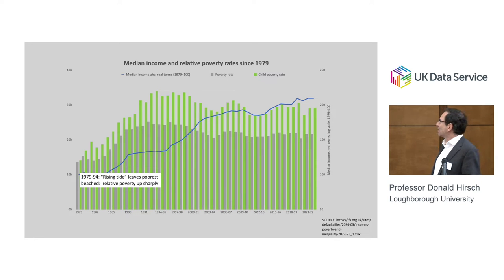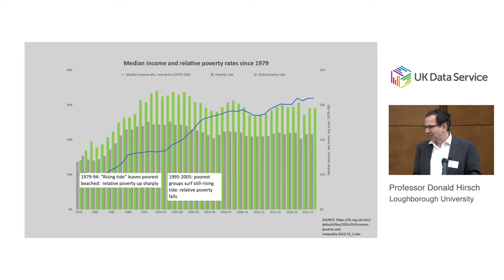The first is in a way reflecting what I've already shown you on the previous graph, which is that rising tides don't lift all ships. It leaves the poor beached. In other words, they're not benefiting from the rising tide. So the blue line is going up quite a bit, but so are the bars, showing that there are more people living below 60% of that line.